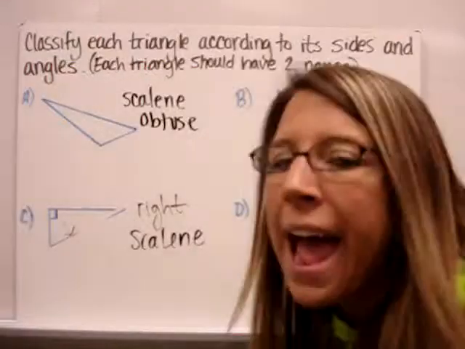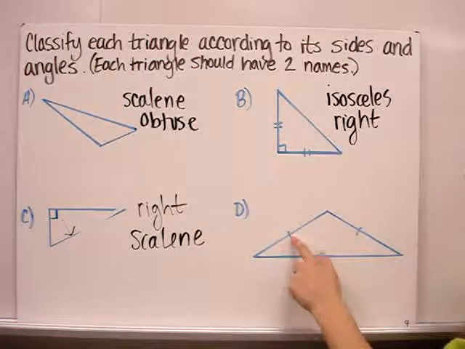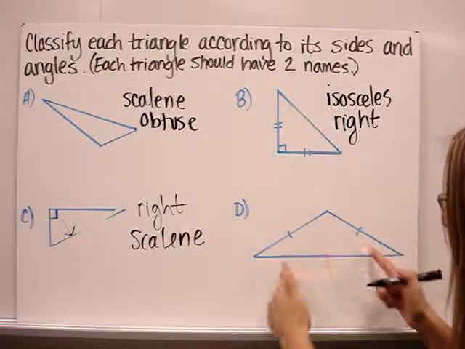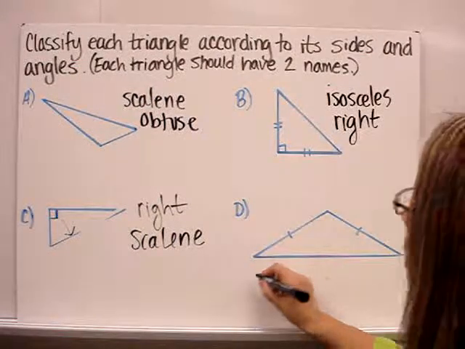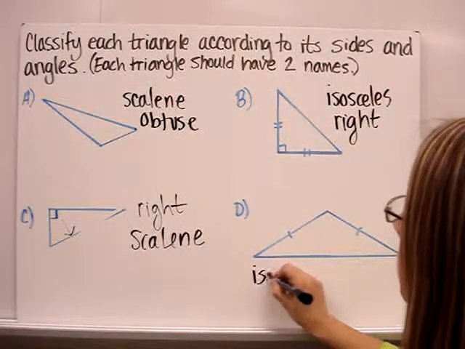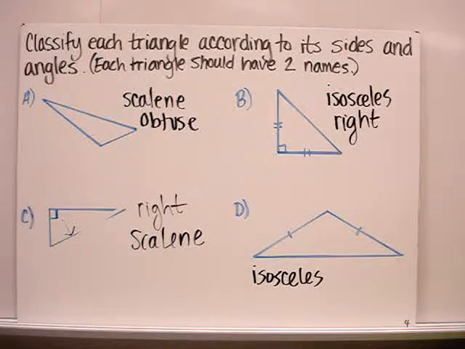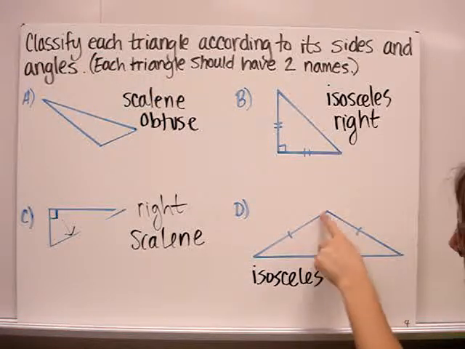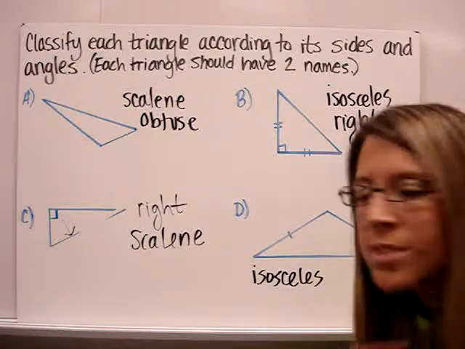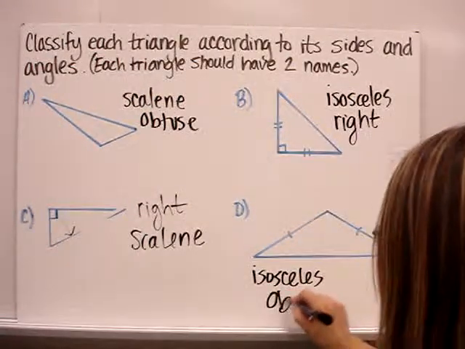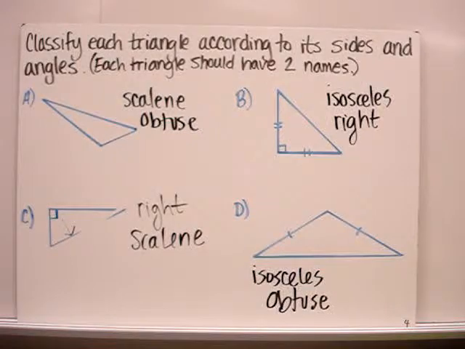And then lastly, I have triangle D. These two sides are the same length, and they're obviously shorter than this third side, so we will call this isosceles. And then if we look at the angles, I see acute, acute, and again, larger than 90 degrees. So we have an isosceles obtuse triangle.